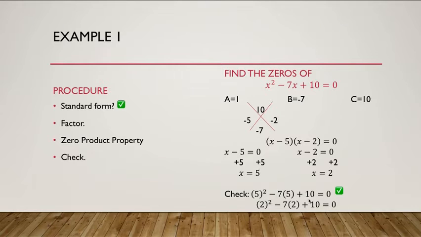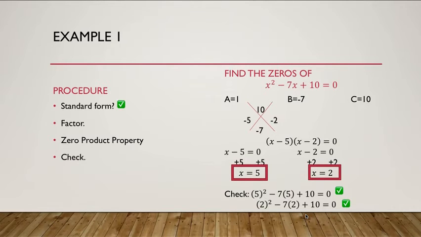We'll do the same thing with 2. 2 squared minus 7 times 2 plus 10 equal to 0. Again, you can put this left side into your calculator, and you'll see that that also works. So we have 2 answers to this equation, x equals 5 and x equals 2.